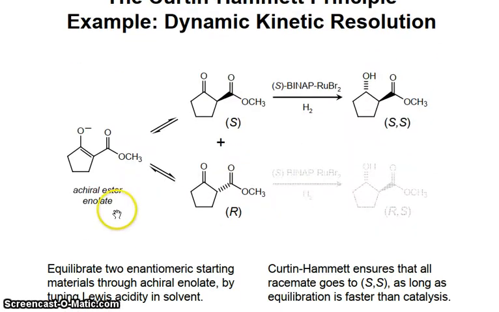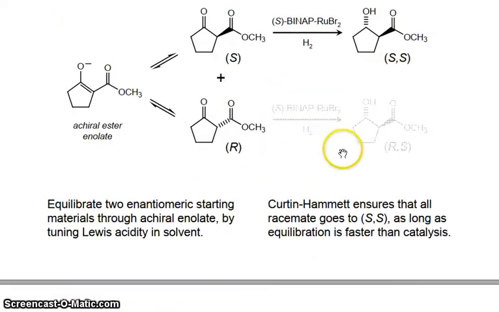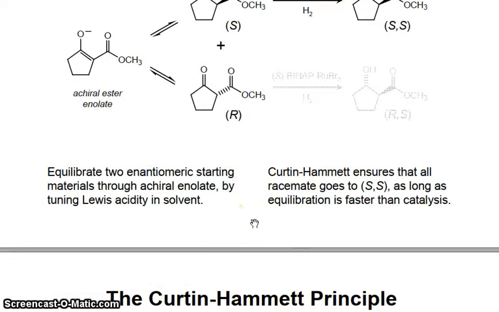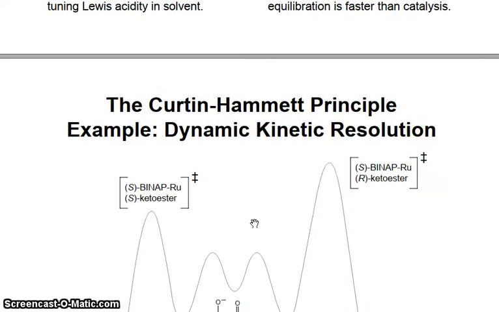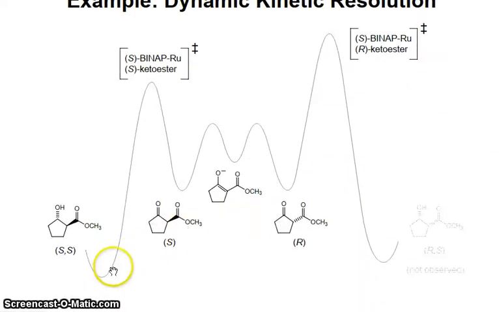So this is a chiral ester enolate, this S and this R, and this is S. So equilibrate the two enantiomeric starting materials through a chiral enolate by tuning Lewis acidity and solvent. Curtin-Hammett ensures that all the racemate goes to SS as long as equilibration is faster than catalysis. So you can see this is SS, SS, S, R, and you can see the SR.